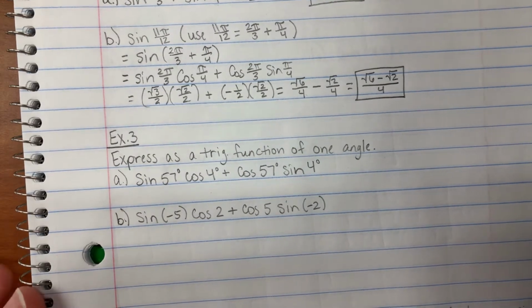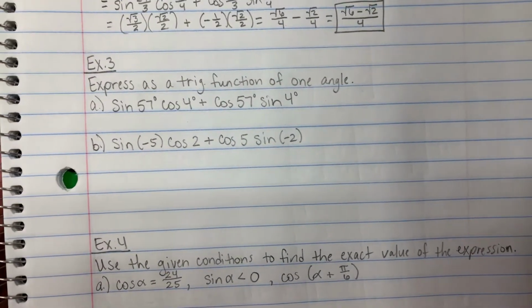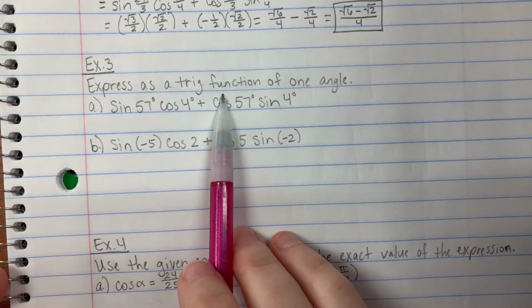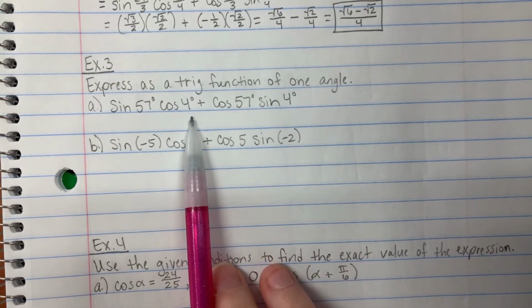Okay. Example 3, they want me to express a trig function as one of one angle. They want me to express this as a trig function of one angle, not separate things. So they basically just want me to use those rules again. So let's go back over here.